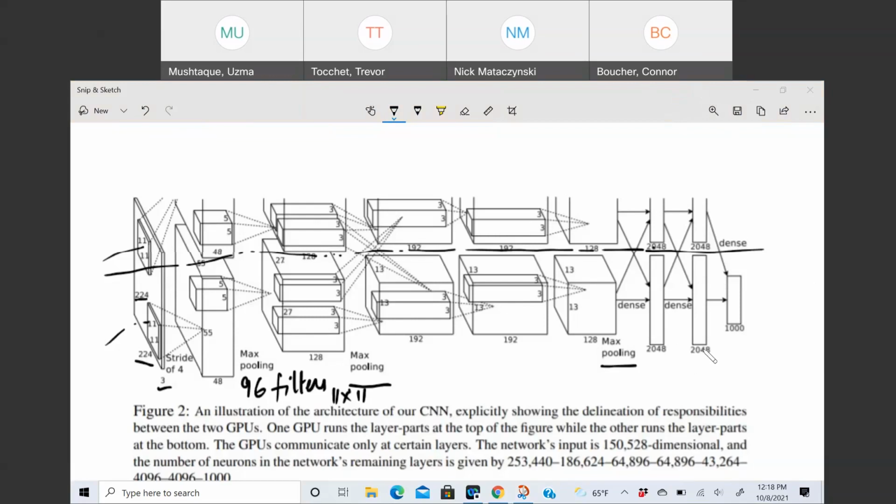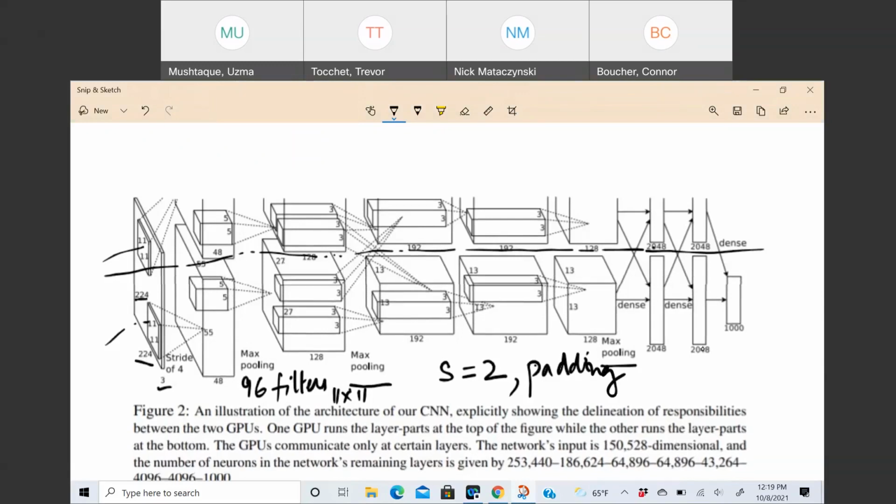In addition to max pooling, this network also, because in LeNet-5 we're not using any kind of padding or stride, but in this one we are using a stride of 2 for every convolution. And then we also have padding in some places, but not in every layer. Those are some of the additional features that are added here, in addition to what we already had.